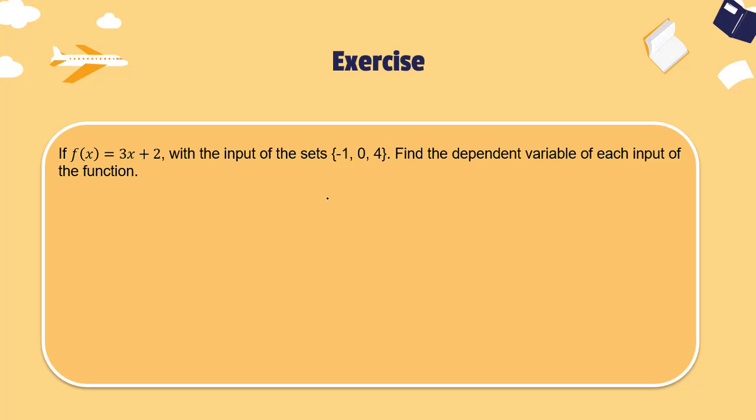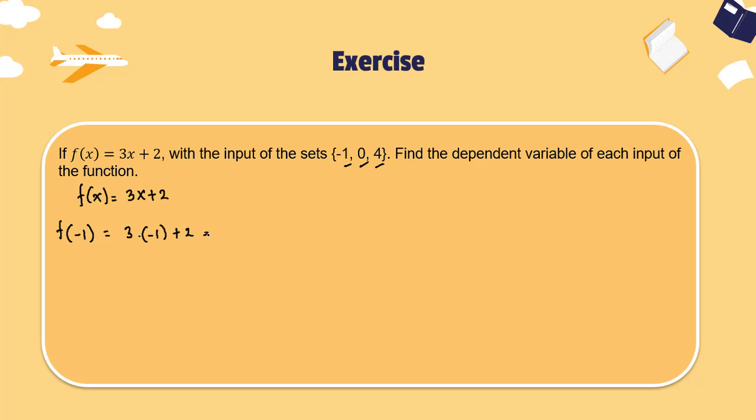Let's do an exercise about dependent and independent variable. If f(x) is equal to 3x plus 2 with the input of the set minus 1, 0, and 4, find the dependent variable of each input of the function. So we have the function 3x plus 2 and we have all the inputs minus 1, 0, and 4. So we can do a substitution for all of the inputs.